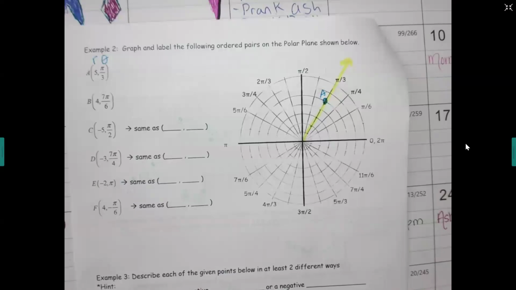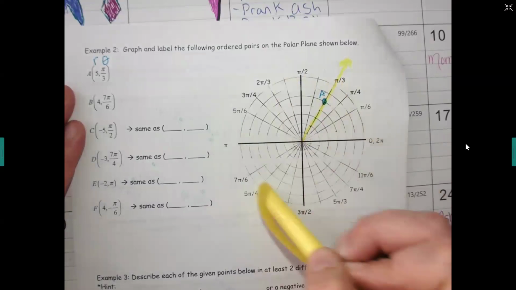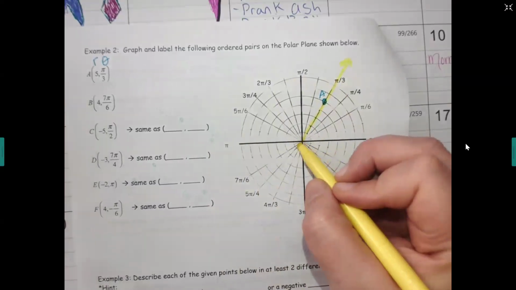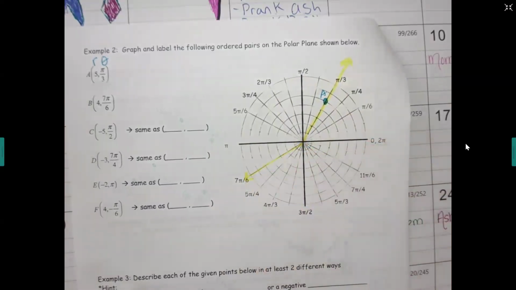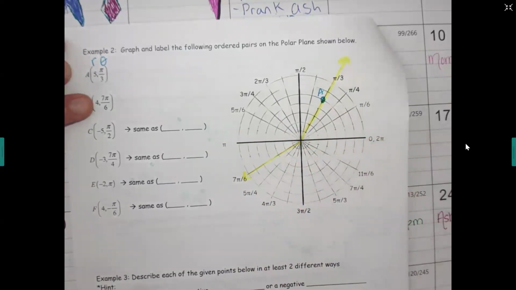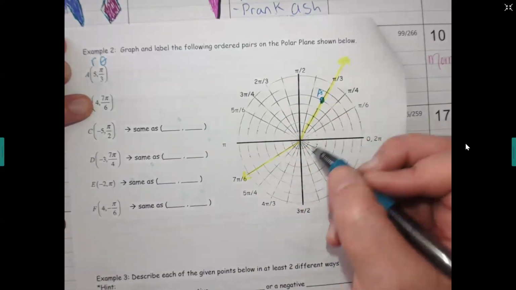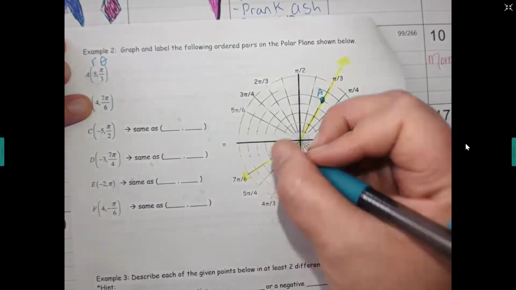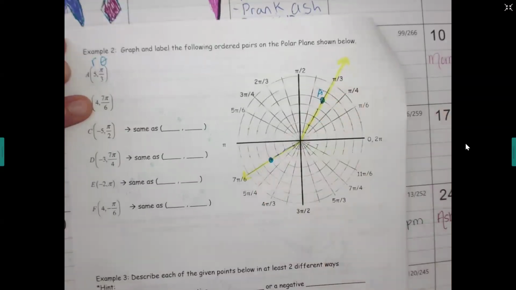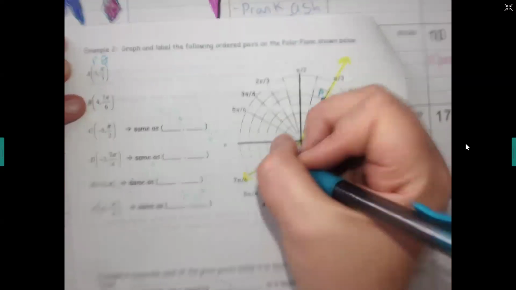Next one, I want 7, pi 6, 4. So I'm going to identify where my 7, pi 6 is. It's here. And then I'm going to count out to the ring that I want to be on. I want to be on the 4th ring. So that would be 1, 2, 3, 4. I actually meant to say the 4th ring.